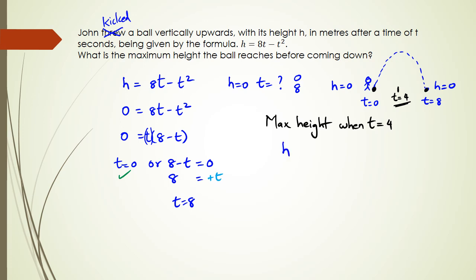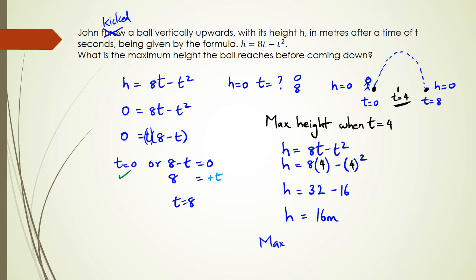So we're going to go back to the equation, which is h equals 8t minus t squared, and we're going to substitute t as 4. So we've got 8 multiplied by 4 minus t squared, which is going to be 4 squared. So then h is equal to 8 times 4 is 32, 4 squared is 16, so h is equal to 16 meters. So at this point we can say the maximum height of the ball is 16 meters.